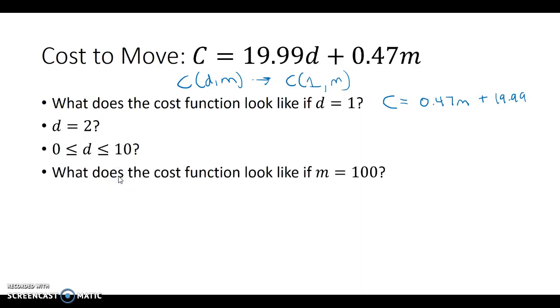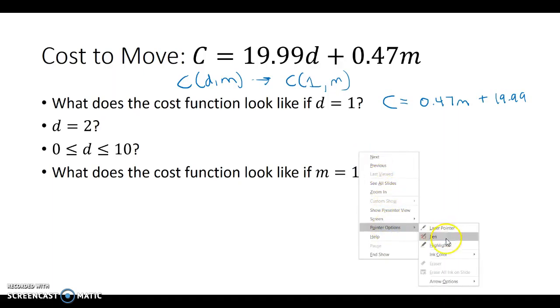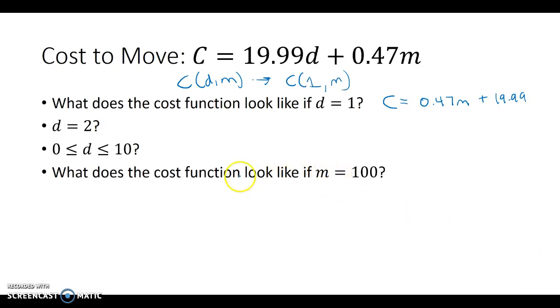And now let's change our scope of thinking. What does the cost function look like if m equals 100? In other words, ignoring all the things that we've done just now, we want to take a look at the cost function if m equals 100. So we're going to treat d as the variable now. d is our unknown, and m is fixed to be 100.